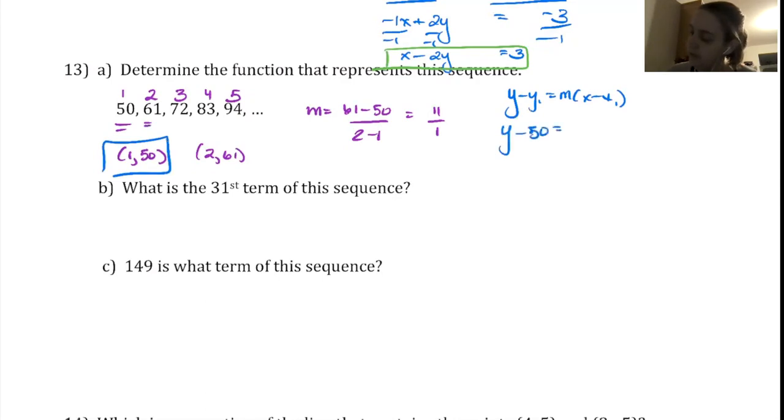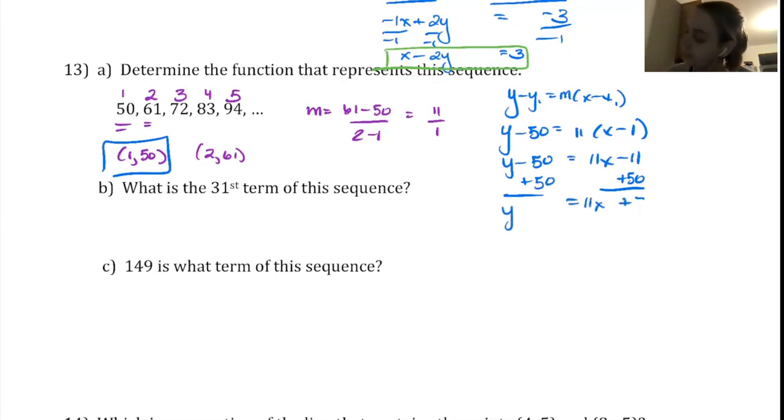Y minus 50 equals 11 times x minus 1. Y minus 50 equals 11x minus 11. I'm going to add 50 on both sides. So y equals 11x, negative 11 plus 50, 39. There we go. That's the equation. What is the 31st term of the sequence?